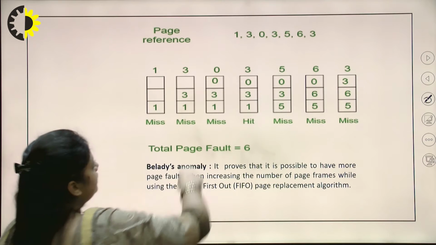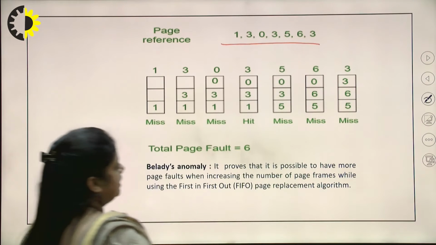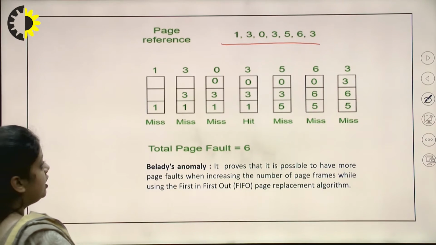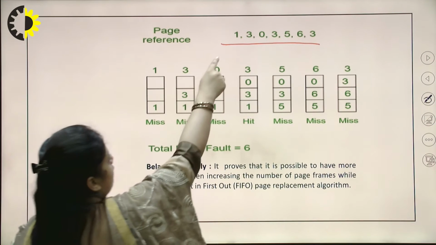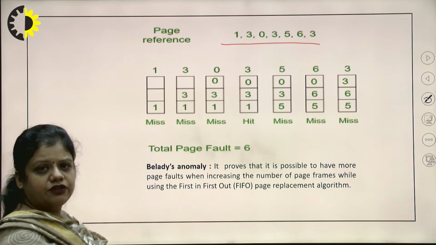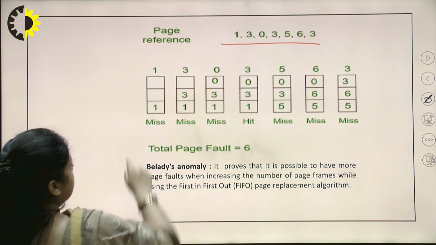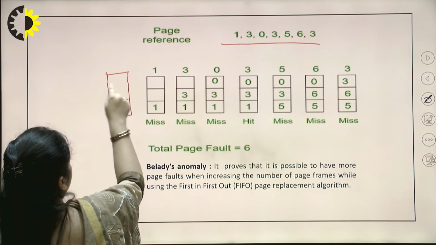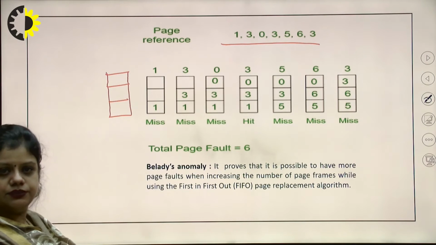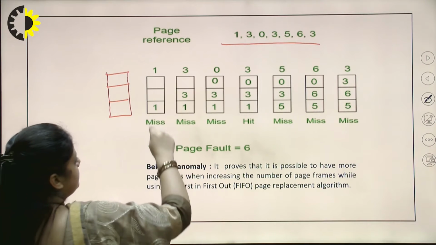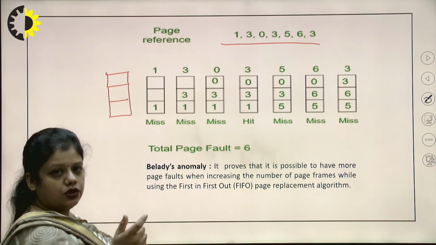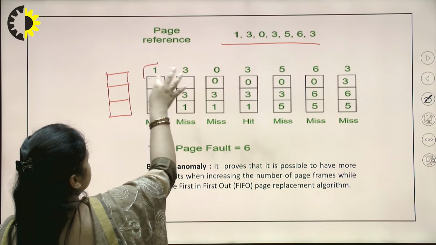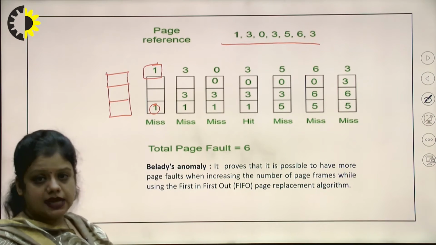Suppose we have this as the page reference string, and we have 3 frames. Initially we refer to page number 1, which is not available because my initial condition is that all the 3 frames are empty. So, when 1 gets in, there is a miss, a page fault. It will get loaded here. So, this is the first page fault, or first miss, that has occurred.